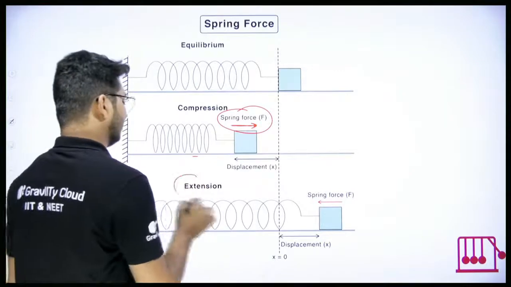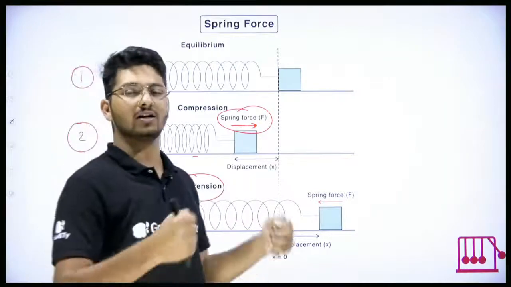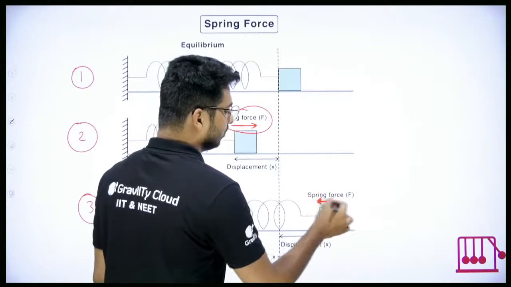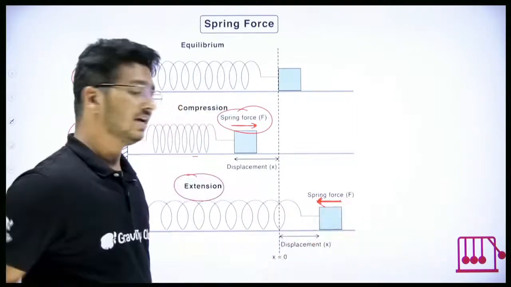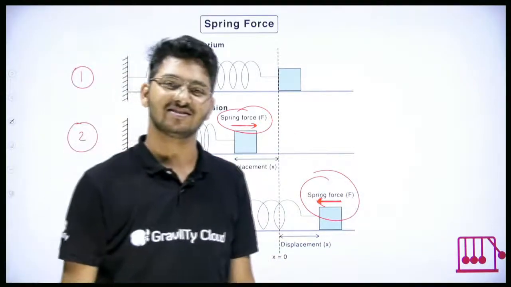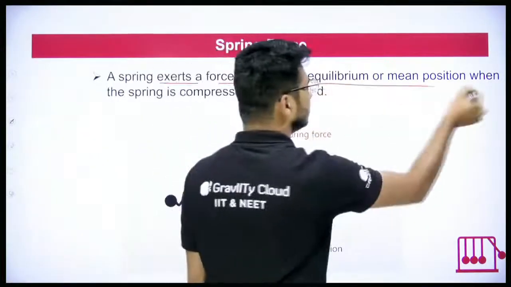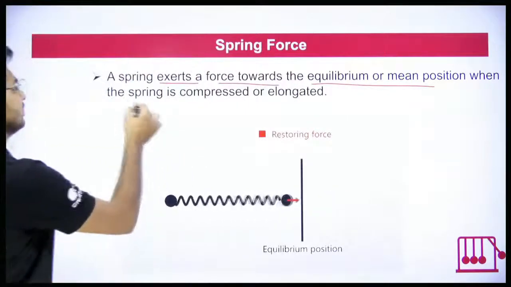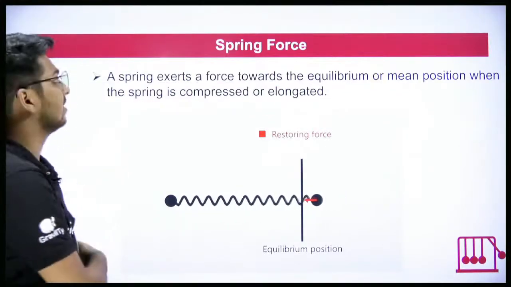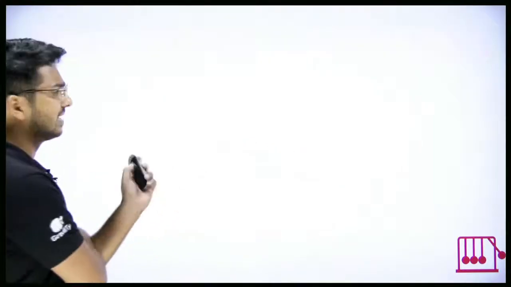Now if I take the third case, which is extension, when the spring is elongated, then see what happens. The spring will try to pull it inside. So the spring force again is towards the equilibrium position. Understood? So that's what we mean when I say a spring exerts a force towards the equilibrium or mean position when the spring is compressed or elongated. Is that clear? Okay, wonderful. That was spring force.